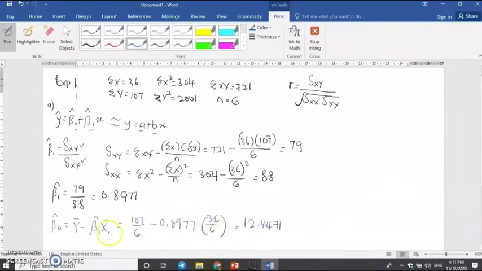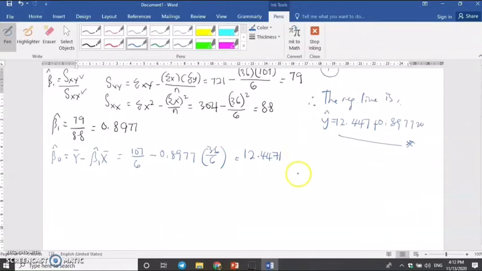Okay, so once we get these values, at the end you can say the regression line is: y hat is equal to beta naught, so we start with 12.4471 plus our beta 1 hat, which is 0.8977x. Okay, so this one is our regression line. Okay, so that is for the first part, part A.